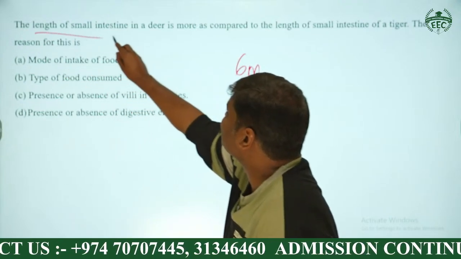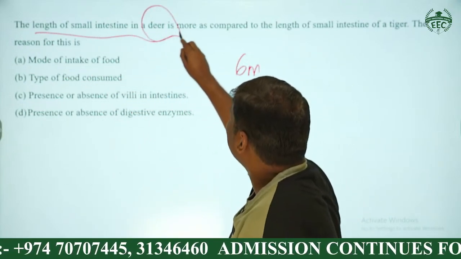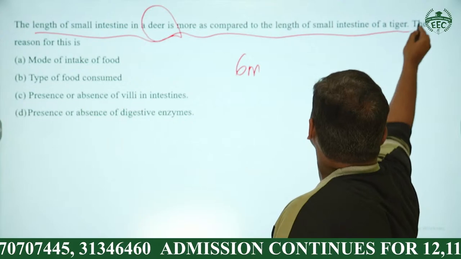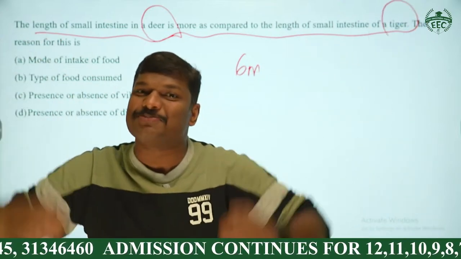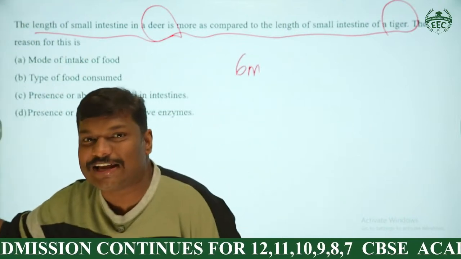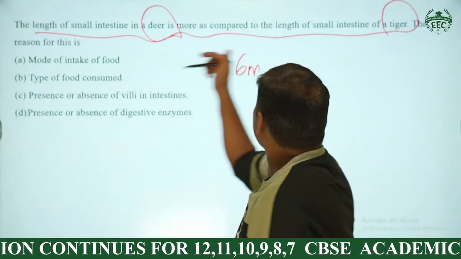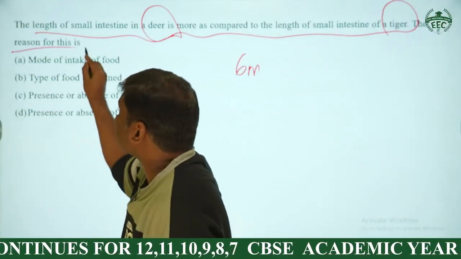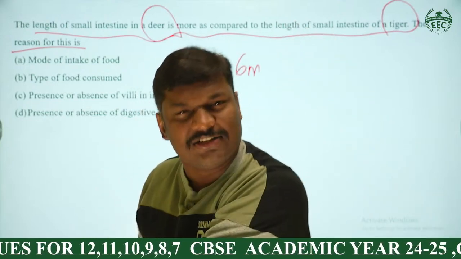The question compares the length of the small intestine in a deer and in a tiger. Two organisms are given: one is a deer, the other is a tiger. One is a herbivorous animal, the other is a carnivorous animal. What is the reason for that difference in length? They're asking for the scientific reason.